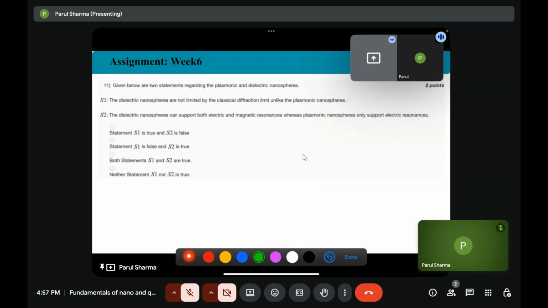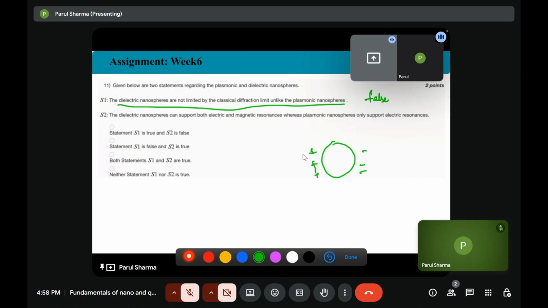The last question: given below are two statements regarding plasmonic and dielectric nanospheres. The first is that dielectric nanospheres are not limited by the classical diffraction limit, unlike plasmonic nanospheres. This statement is false. In case of dielectric nanospheres also, we have to consider the diffraction limit and choose the size accordingly. The second statement is that dielectric nanospheres can support both electric and magnetic resonances, whereas plasmonic nanospheres only support electric resonances. This is true.